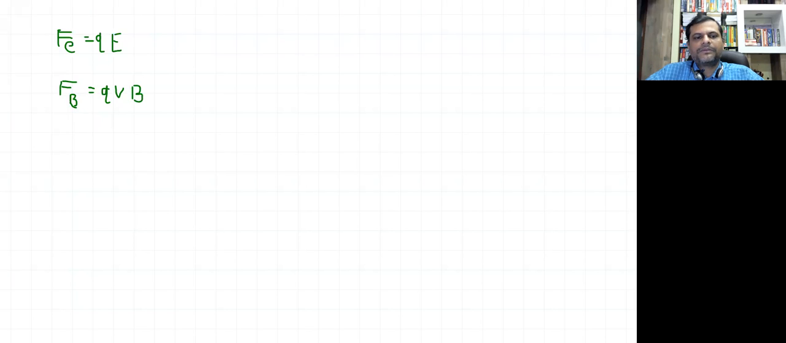इसको भी हम वेक्टर फॉर्म में लिख सकते हैं आराम से. तो this is a vector actually, and this is actually going to be the cross product of V bar and B bar, no doubt. So this is actually the force, and here also we can write it in the vector form E bar और यहाँ पे F bar.